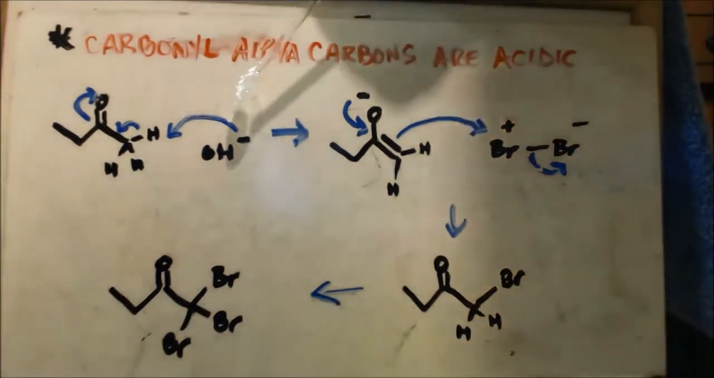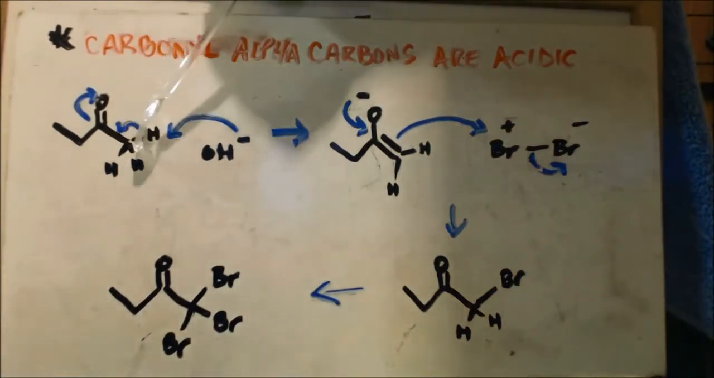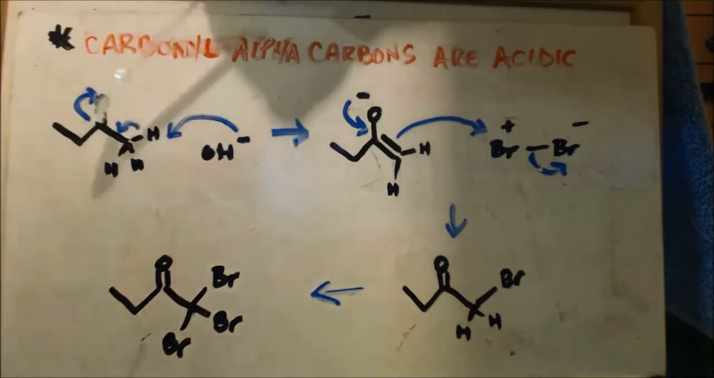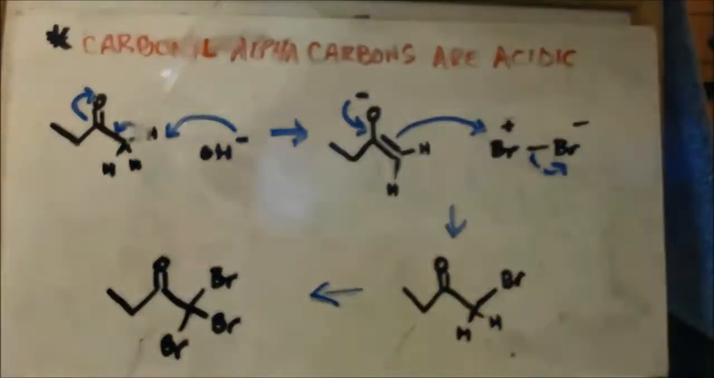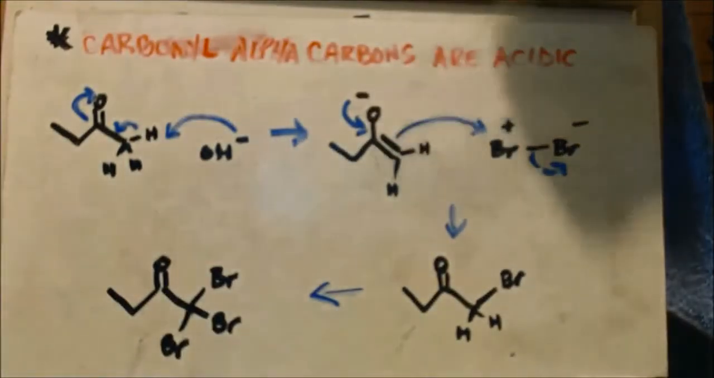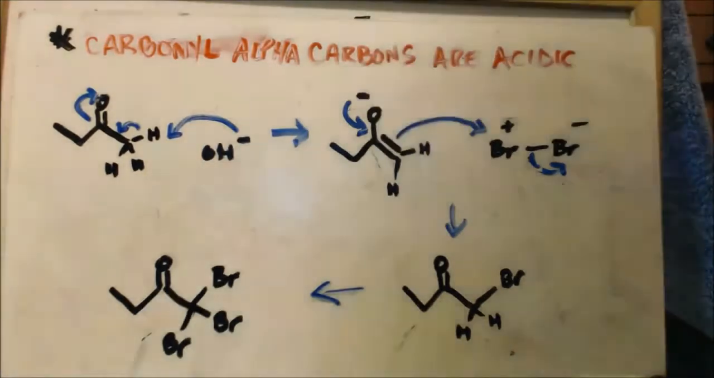So your OH comes in, it's a base, right? It snags off this hydrogen, because this is an acid, right? It's not a good acid, but it's an acid nonetheless. So it takes a hydrogen and it ends up being in this enol anion type form, right?